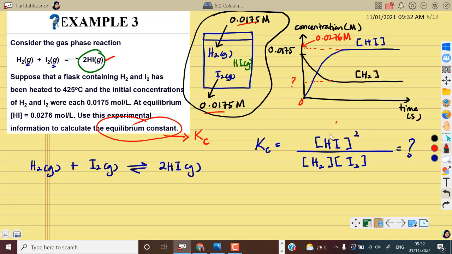Cuma ini mestilah concentration at equilibrium. Okay, saya buat short form saja. Ini pun mestilah concentration at equilibrium. Setakat ini dalam soalan yang kita ada, concentration at equilibrium hanyalah concentration hydrogen iodide saja, which is 0.0276 molar. Jadi macam mana kita nak cari terlebih dahulu concentration of hydrogen gas and iodine gas at equilibrium? So to solve this problem, untuk menyelesaikan soalan ini, you have to construct, awak kena bina satu table yang kita panggil dia reaction table.